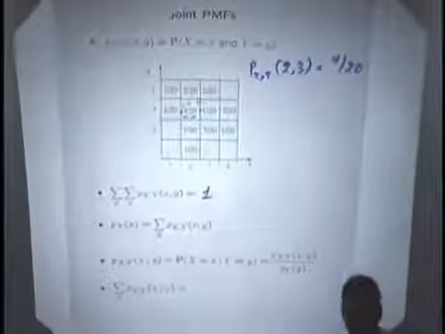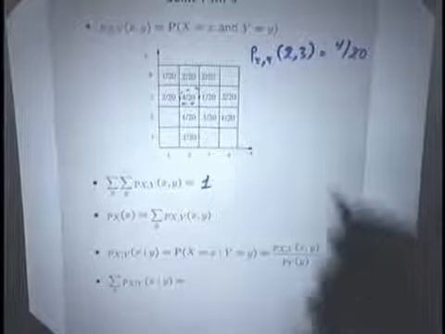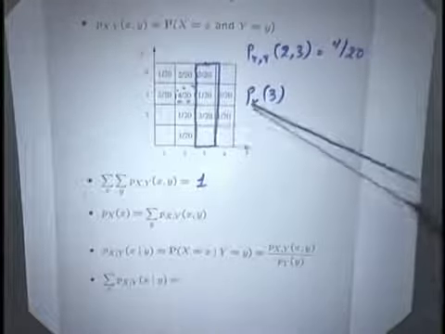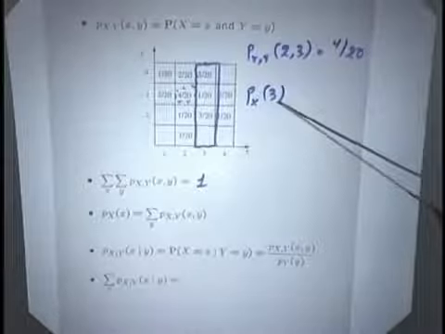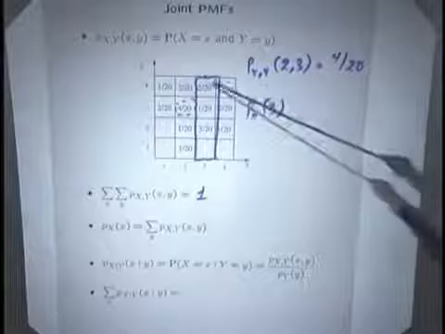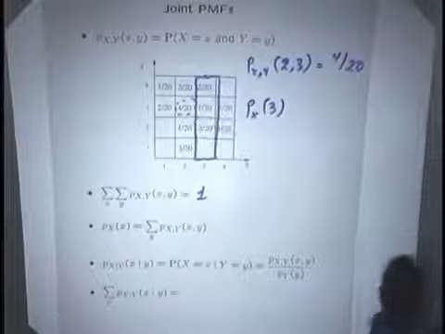Can I find it from the table? Of course I can. If you ask me what's the probability that x is equal to 3, what I'm going to do is add up those 3 probabilities together, and those probabilities taken all together give me the probability that x is equal to 3. These are all the possible ways that the event x equals 3 can happen. So we add these and we get 6/20.